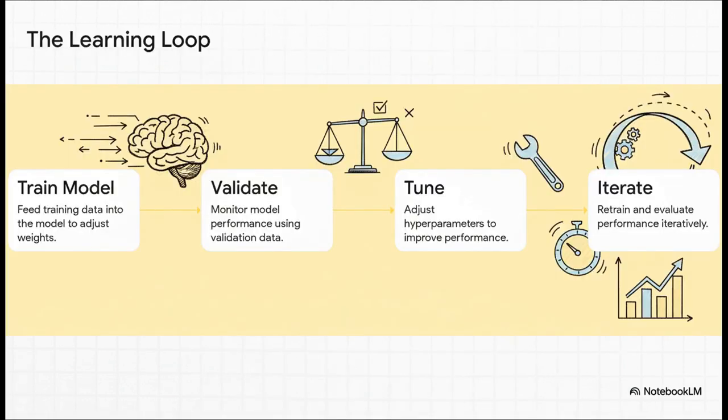So the model gets into this really important loop. First, it trains on the data. Then we check its homework on the validation set. Based on how it did, we go back and tweak its hyperparameters. Think of these as the high-level knobs and dials that control how it learns. And we just keep repeating that loop. Train, check, tune, repeat, until we've squeezed out the best possible performance.